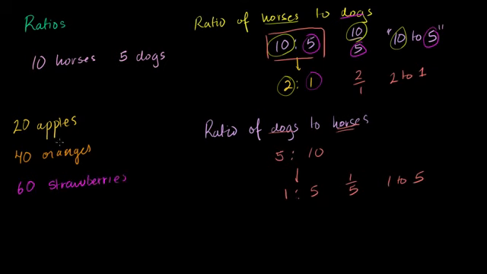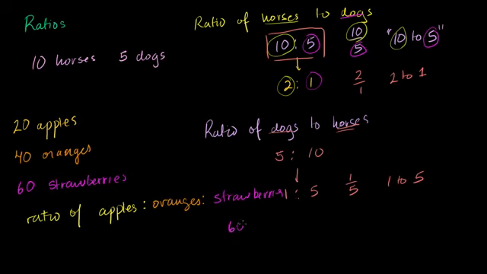Now, what is the ratio of apples to oranges to strawberries? So I could write it like this. What is the ratio of apples to oranges to strawberries? Well, I could start off by literally saying, for every 60 strawberries, I have 40 oranges and I have 20 apples.